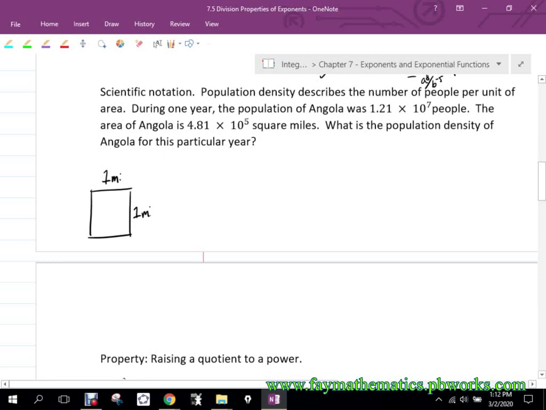If I've got one person in there, my population density is 1 person for every 1 square mile. If I put 2 people in there, my population density is now 2 people for every 1 square mile, right? Put 3 in there, I've got 3 people for every 1 square mile. That's what population density is. It's people per area.